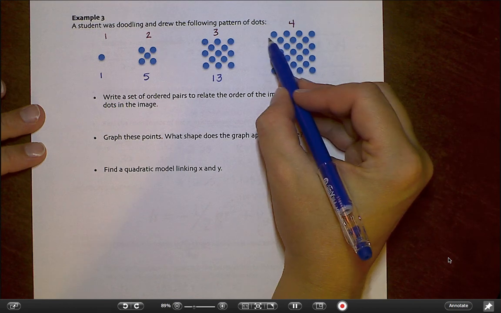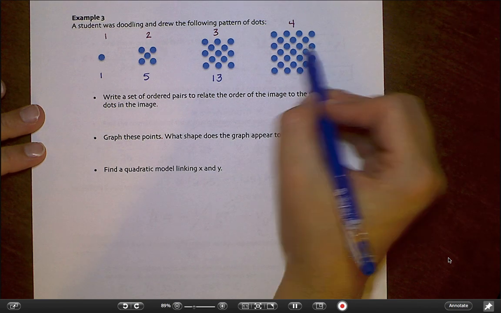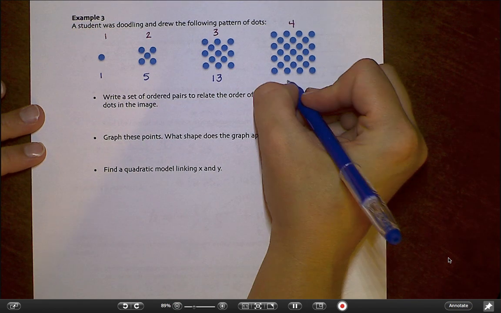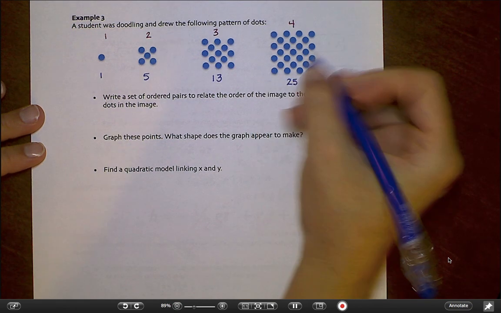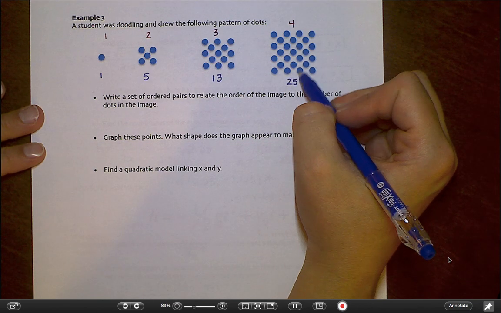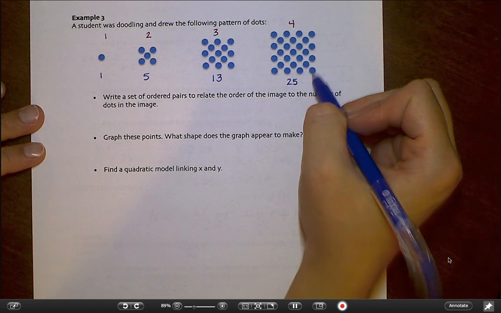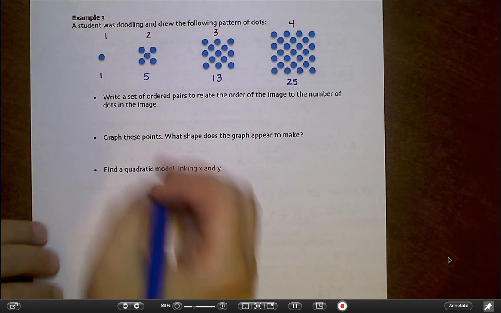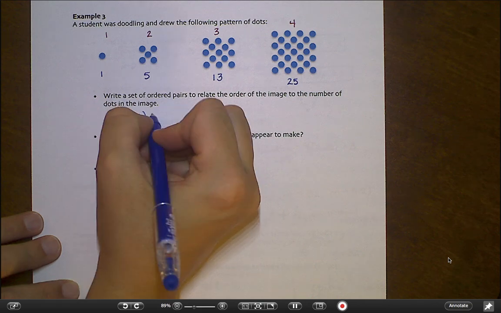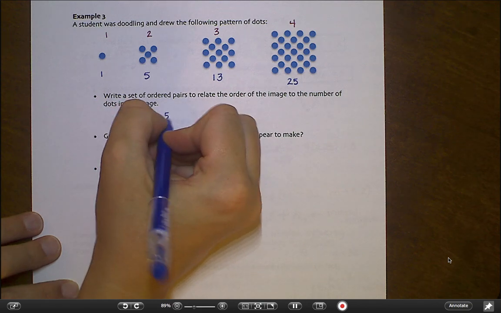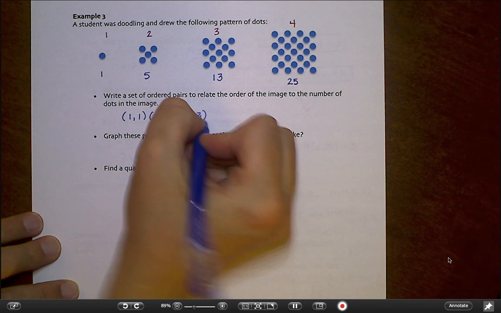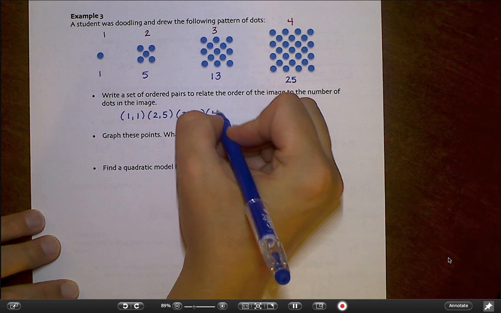And this is... I think this is 25. Hope that's 25. Okay, yeah, I think 25. So my set of ordered pairs would be this. 1, 1, 2, 5, 3, 13, and 4, 25.